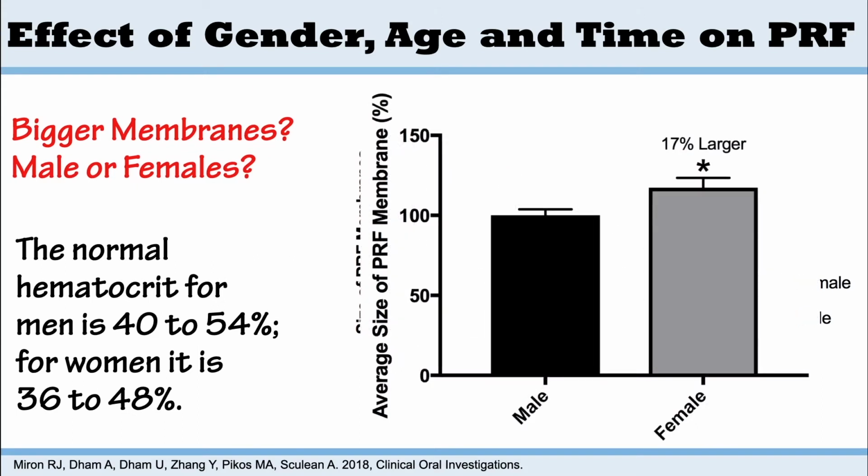So on average, based on the data from these 300 samples, 17% larger membranes are found in females. Quite interesting. And that's just related to the hematocrit counts. So simply put, if you have more red blood cells, as men do, their blood is thicker. And if their blood is thicker, when you put it in a centrifuge and you try and separate the layers, it's a little bit harder to separate. And for that reason, the membranes turn out a little bit smaller.